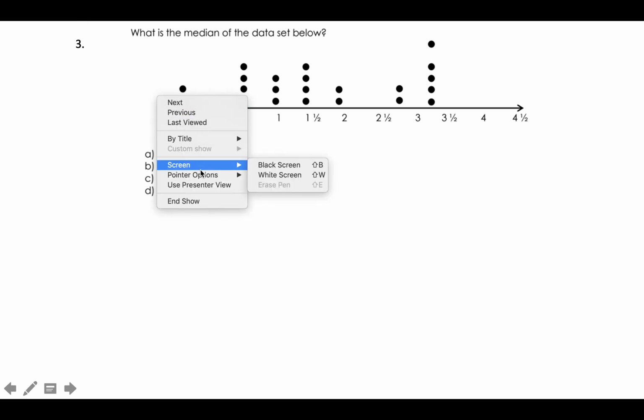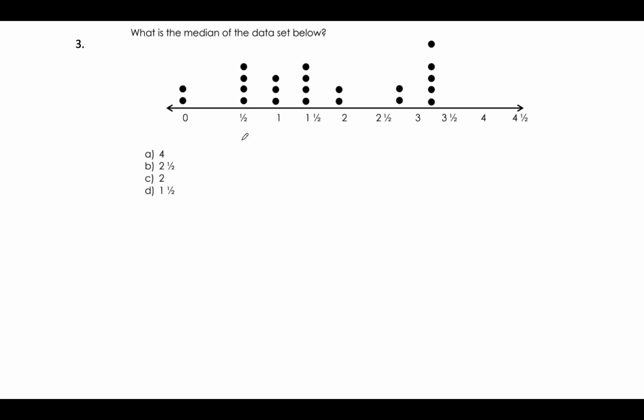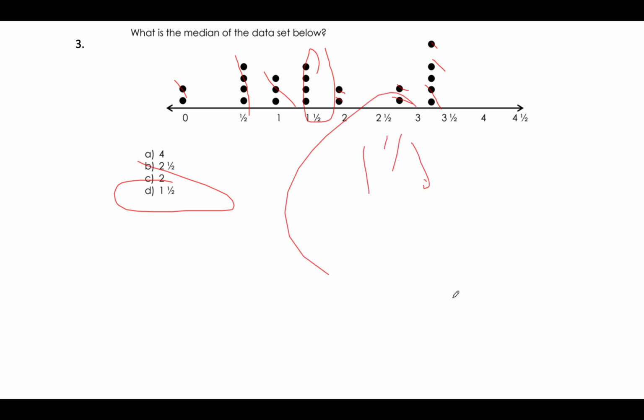Alrighty, now that you've unpaused the video, let's take a look at question number 3. What is the median of this data set? To find that, we're going to have to cross one off from each end until we get to the middle. So we have 2 here, get rid of 2 there. We have 4 here, we can get rid of 1, 2, 3, 4. 3 here, we can get rid of 1, 2, 3, get rid of those 3, and then we're left with only these. So it's going to be D. 1 1/2 is going to be the median of our data set.